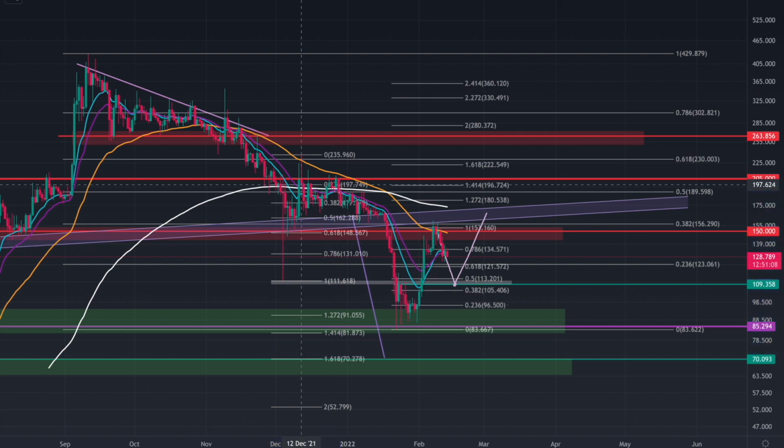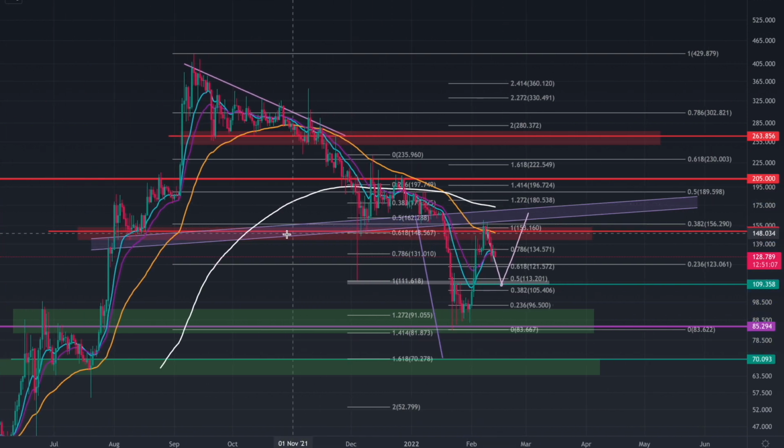But again, guys, as long as you're below this neckline of the head and shoulders, forgetting about the fibs right now, just looking at the head and shoulders pattern, as long as you're below this neckline here, technically you are in a target of $70. So all you were doing potentially is coming up, flipping 150 from support into resistance right now.